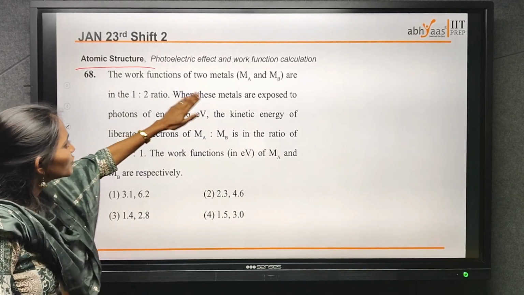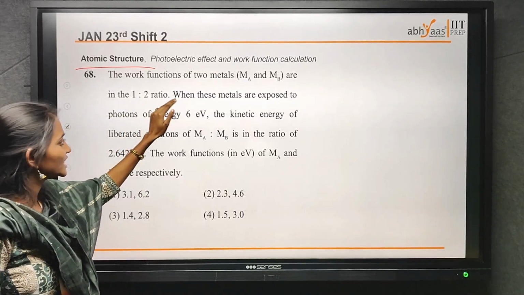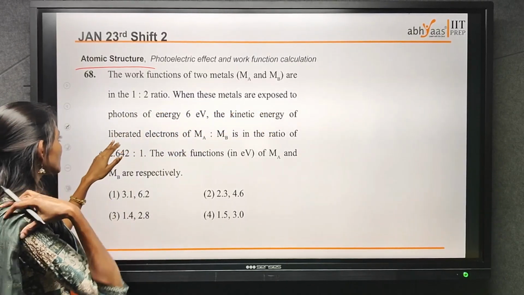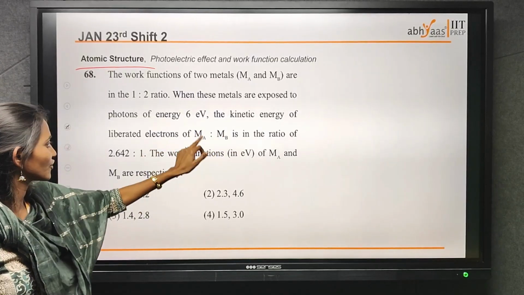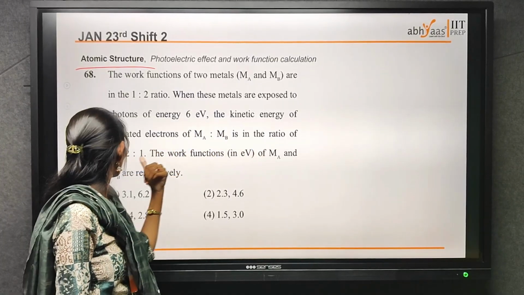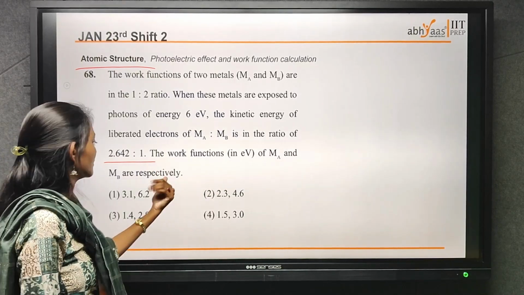The work functions of two metals Ma and Mb are in 1:2 ratio. When these metals are exposed to photons of energy 6 electron volts, the kinetic energy of the liberated electrons of Ma to Mb is in the ratio they are giving. The work function in electron volts of Ma and Mb they are asking.